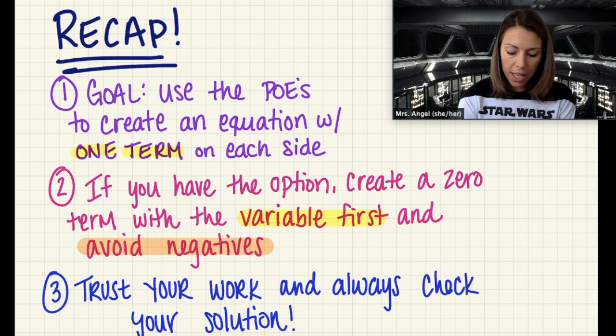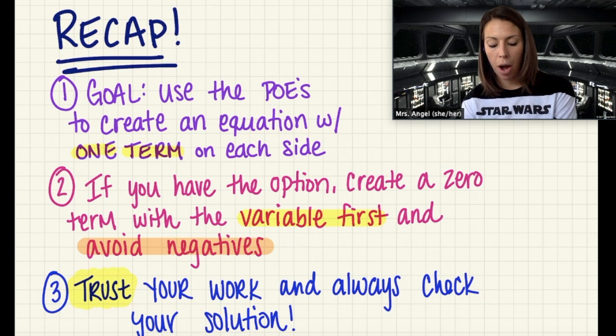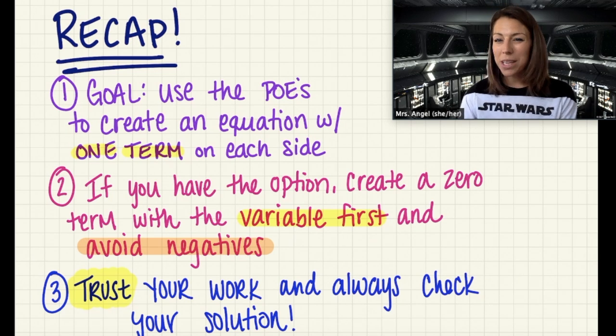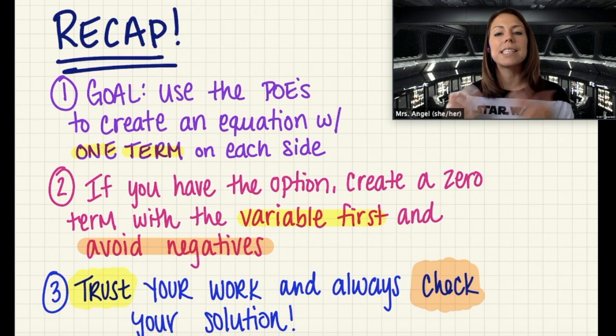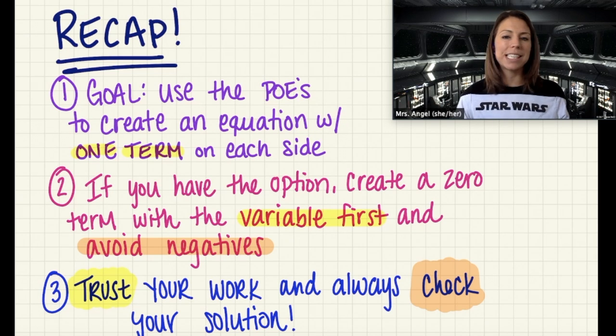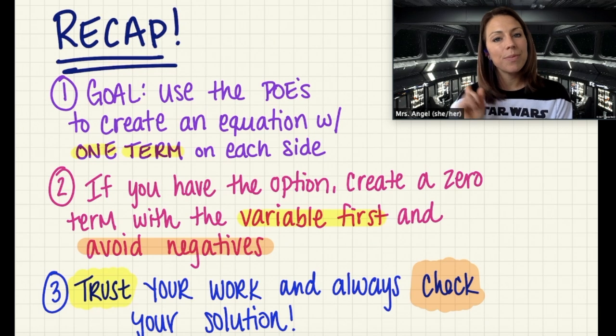Finally, and most importantly, make sure that you're trusting your work as you go along. As long as you're using the properties of equality correctly, you really can't go wrong. And always check your solution, because that's how you know that you actually did all of that work correctly.